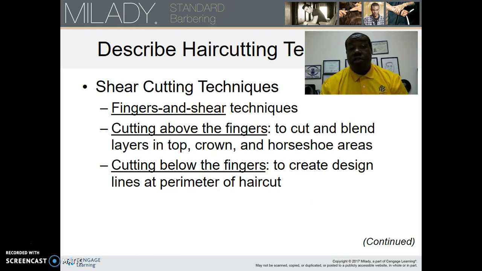Basically, that means that you're using your comb to go along with your shears to do your cutting work, whether it's typical shears or thinning shears. All right. We see more terminology in terms of cutting above the fingers or below the fingers, which is fairly self-explanatory. When you're holding the hair up with that tension, that elevation, cutting above the fingers, as opposed to cutting below the fingers. Okay.